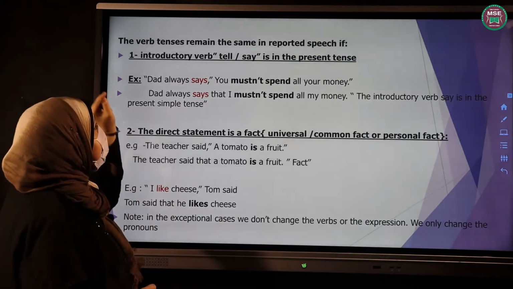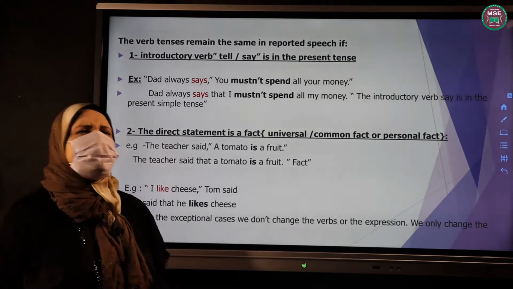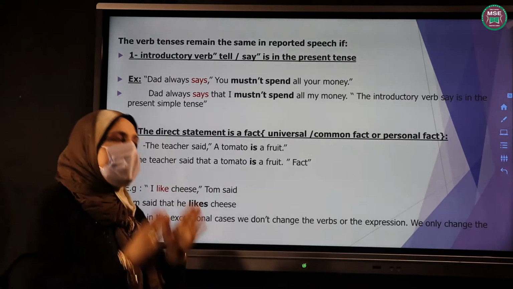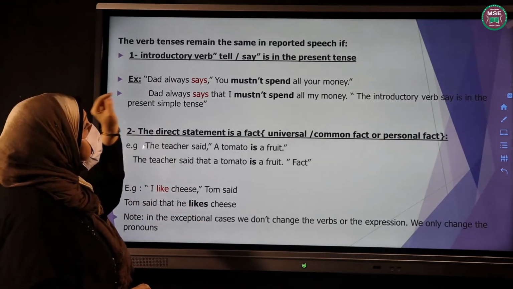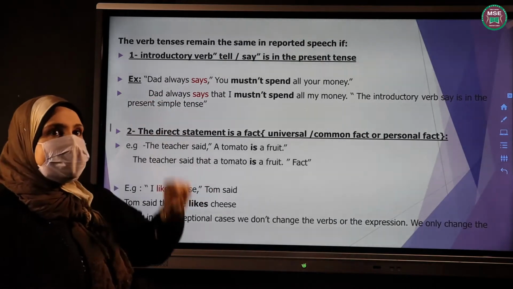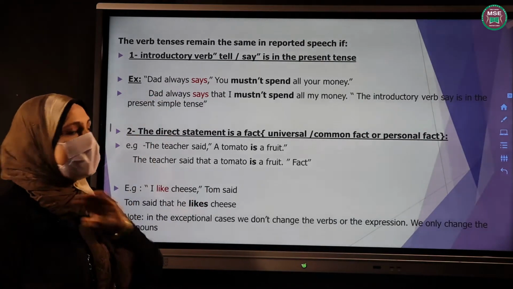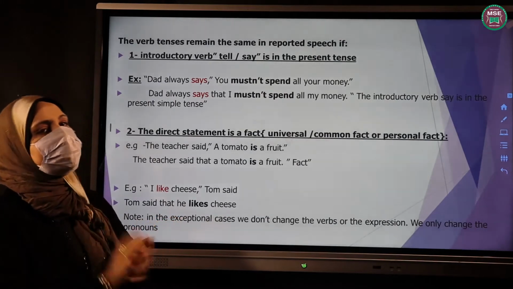How about if the introductory verb is in present form? What do we mean by present? They are going to say or says, tell or tells. If I have the introductory verb in present simple form, leave the sentence as it is. Don't change anything except for pronouns.